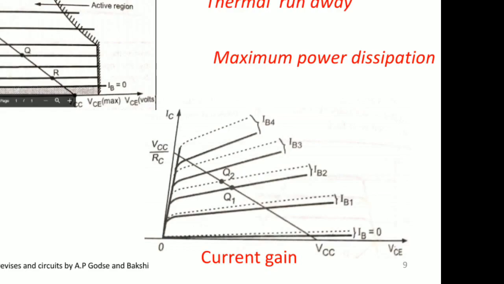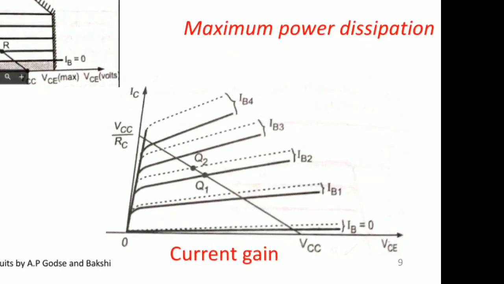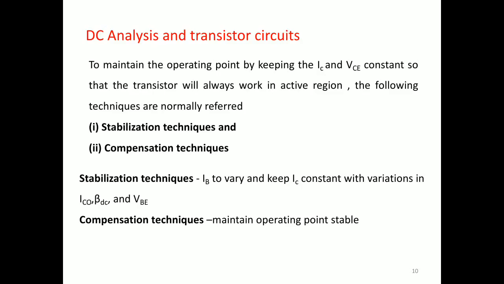The operating point should be made independent of the transistor parameters such as beta DC value. So we maintain the operating point by keeping IC and VCE constant, so that the transistor will always work in the active region, that is very important. That's why we go for the biasing techniques, that is stabilization techniques and compensation techniques. Stabilization techniques refer to the use of resistive biasing circuits which allow IB to vary so as to keep IC relatively constant with variations in ICO, beta DC and VBE.